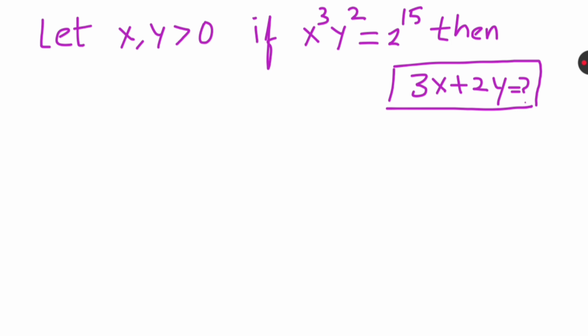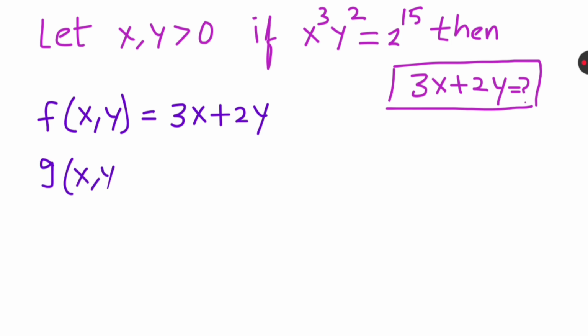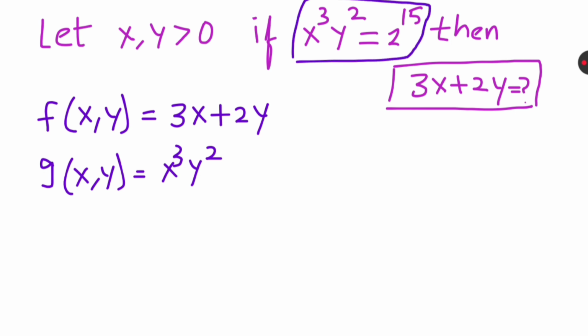Let us take 3x + 2y as a function f. So f(x, y) is one function, which is 3x + 2y. Consider the g function as x^3 y^2 = 2^15. This we can write as x^3 y^2 - 2^15 = 0. So let us consider these as two functions. Now use the gradient method.